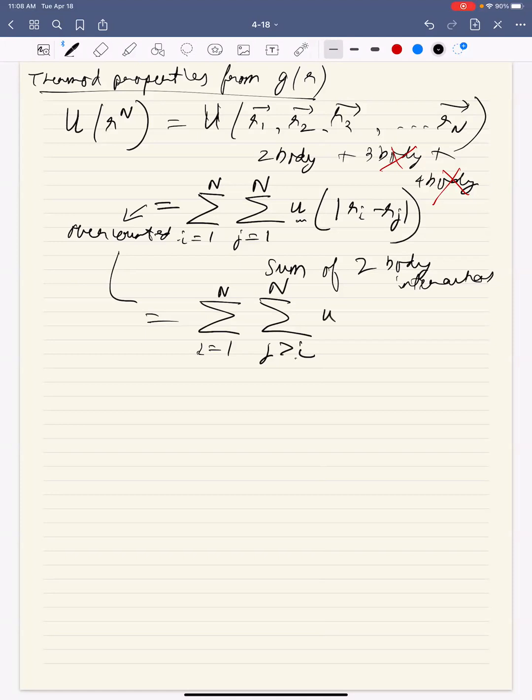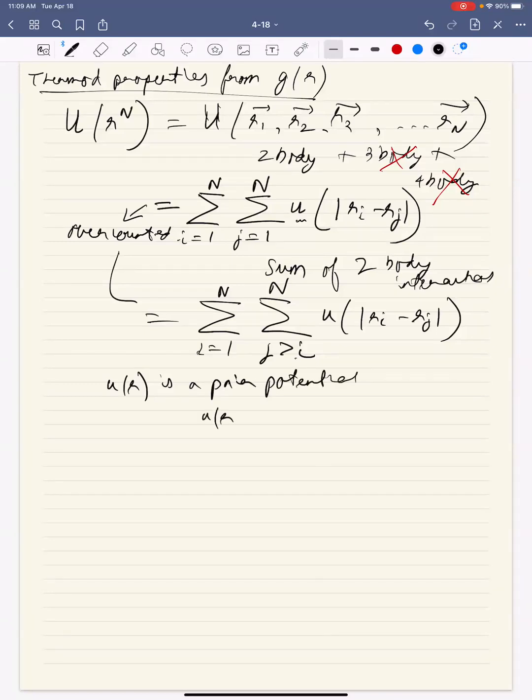And then this is small u of ri minus rj. Yeah. So just to clarify, you're breaking this down: i and j are just two particles, any two particles, that's the summation. And small u is the interaction between them. So small u is a pair potential. The small u of r is a pair potential. It could be a Lennard-Jones potential, for example.